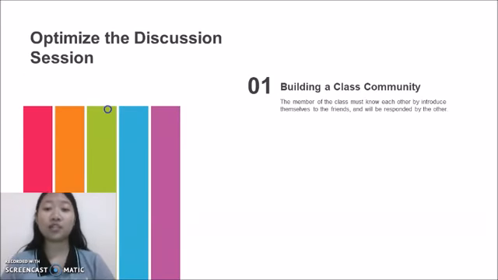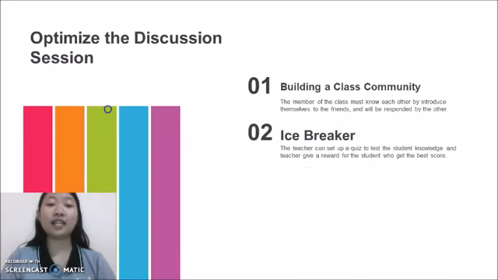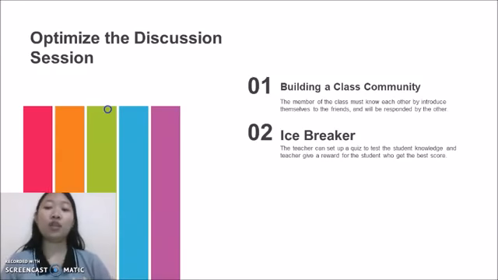So the members of the class must know each other by introducing themselves to their friends and being responded to by the others. And don't forget, the teachers must also introduce themselves. And then the second is the teachers can provide an icebreaker activity. In an icebreaker, the teacher can set up a quiz to test the students' general knowledge, and then the teacher can give a reward to the students who get the best score.